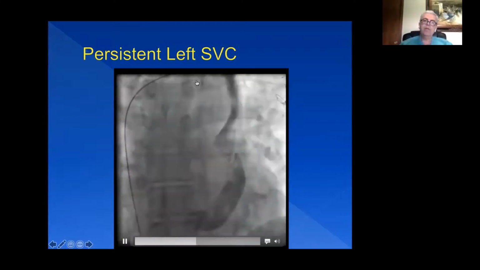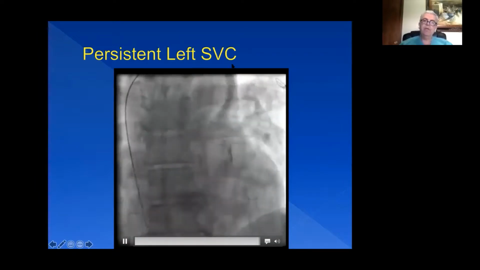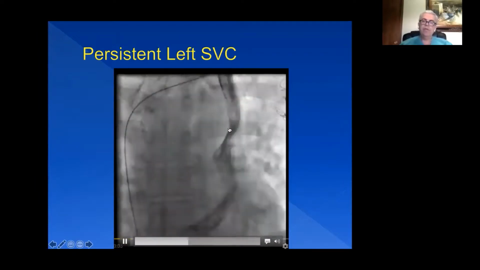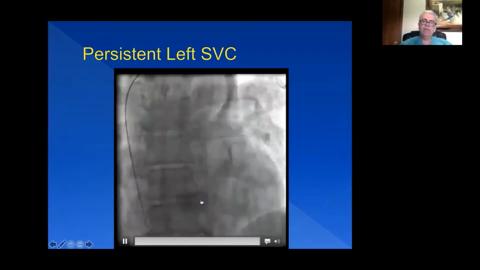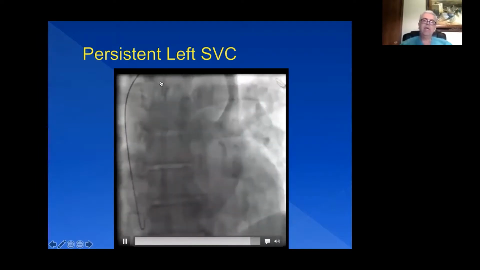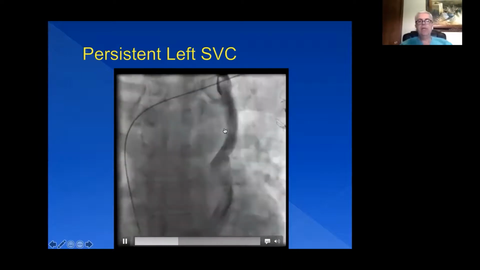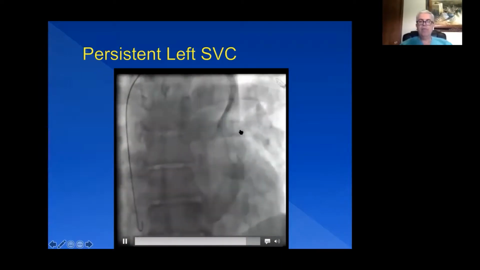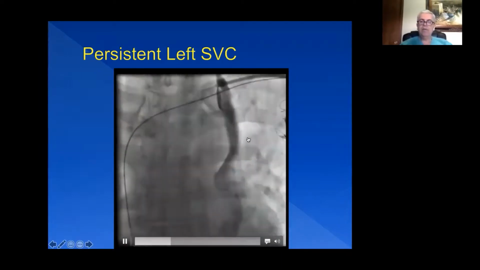there may not be a connection between the left and the right. So if you are to place the leads, you have to go through the coronary sinus to the right atrium and to the right ventricle. And we may choose not to do that and move to the right side and place the device on the right side. But we have placed it on the left side, and there's nothing wrong with doing that.